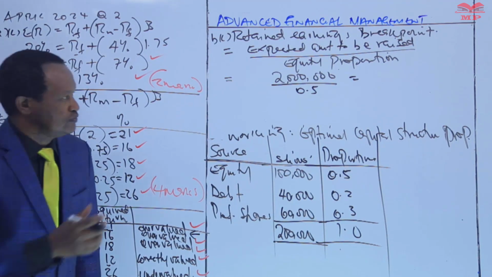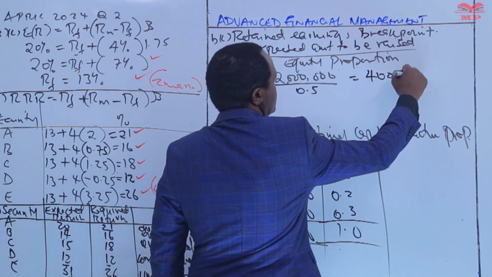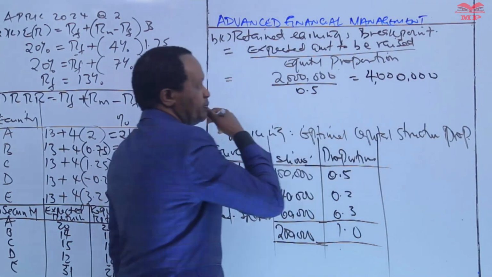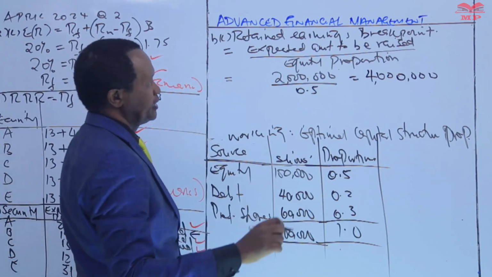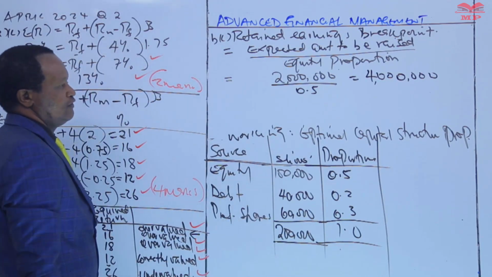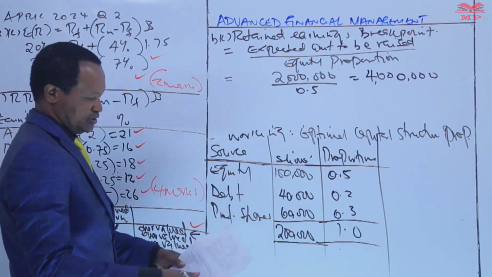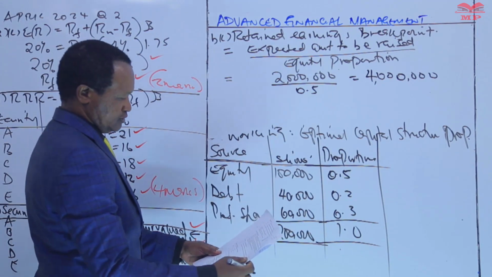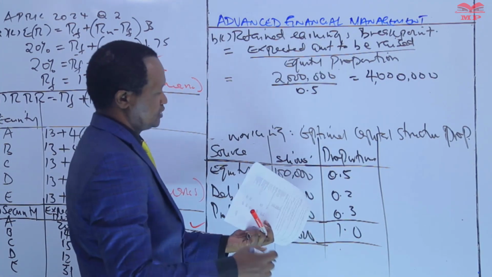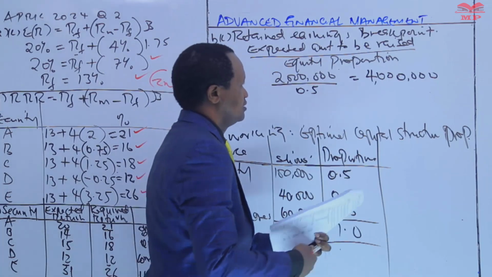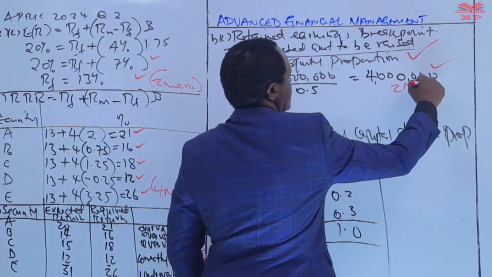4 million is the breakpoint. Breakpoint, 2 marks. These are 2 marks.